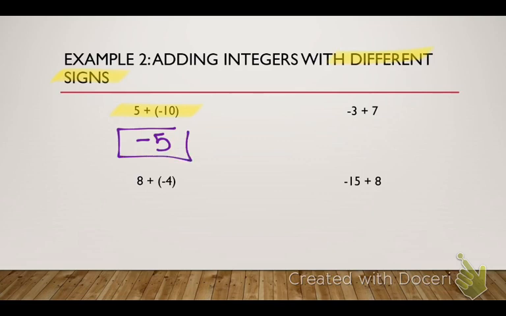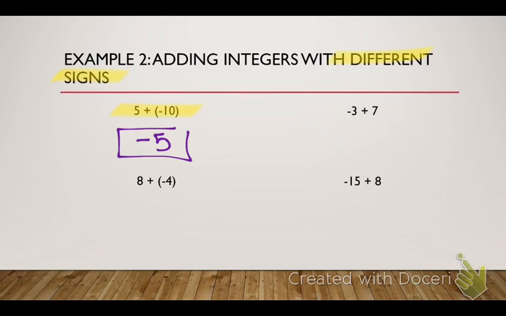And that makes sense, right? If you have $5 and you spend $10, you're in the hole, $5, right? But we can think of money, all right? Money is a really practical example of integers. All right, -5. What about 8 plus -4?